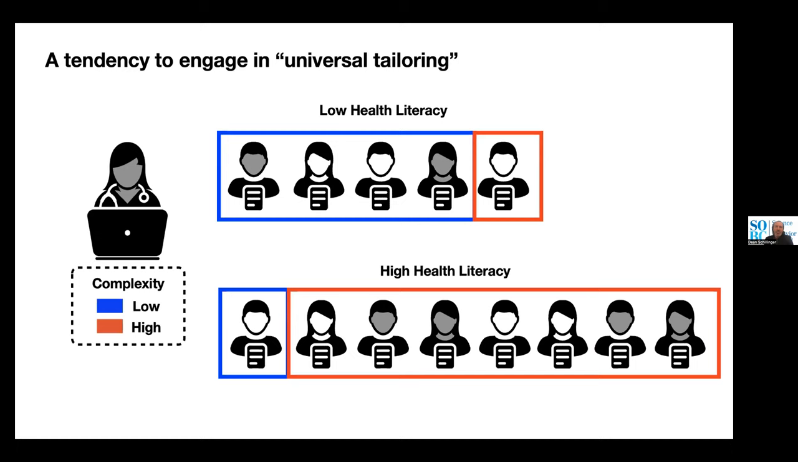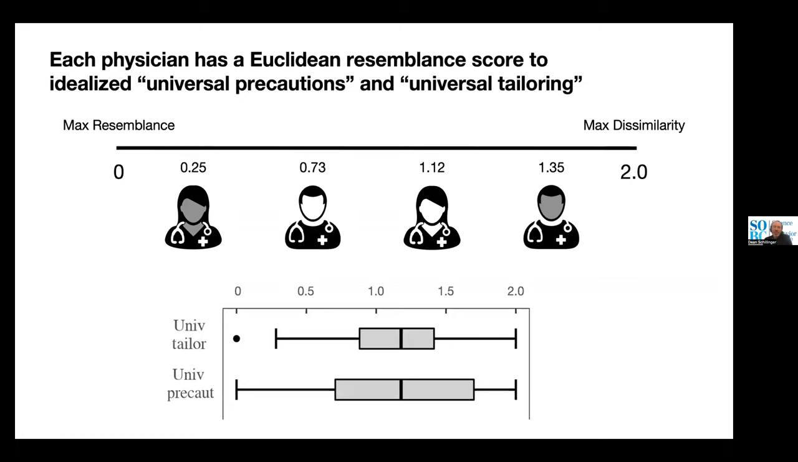But you might have physicians who are more attuned to their patients and their patients' use of language, in which they are universally tailoring. Here you see a woman physician who is using lower complexity language with most of her low health literacy patients, and she is using mostly high complexity language with her high health literacy patients. And so we were interested in determining whether or not universal precautions or universal tailoring might be important for patients' understanding and engagement in care. So for each physician, we were able to rank them on the degree to which they approximated universal tailoring or universal precautions patterns.